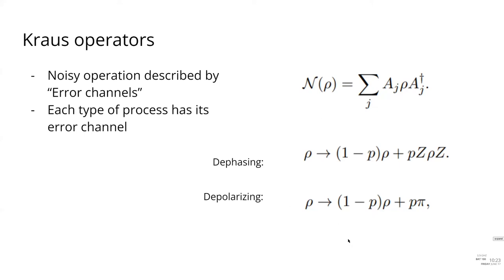So another example is a depolarizing channel where with probability 1 minus p you have the same density matrix as before, and then with probability p you have a completely mixed state. So that completely mixed state would mean a mix of all the possible different quantum states. That would be the uniform mix of different quantum states. That would not contain any information whatsoever. So that's like the worst case scenario. Basically, the pi here is identity.